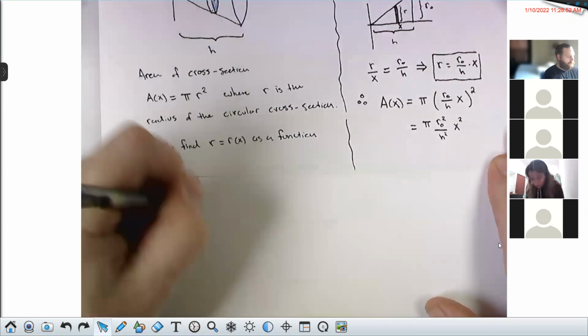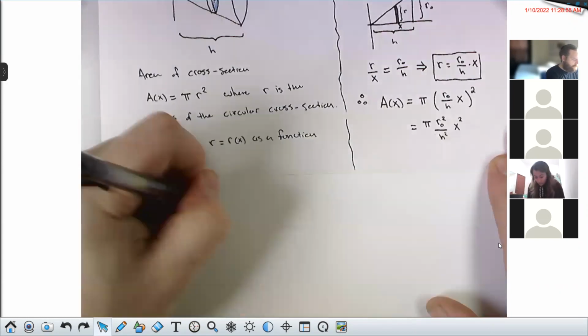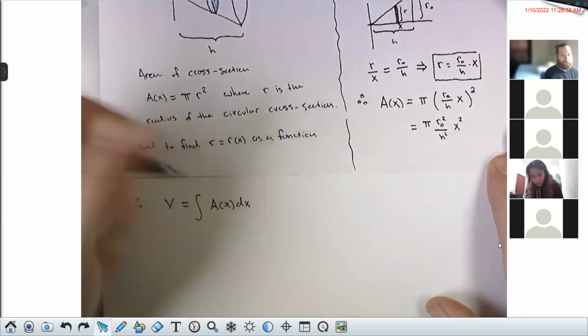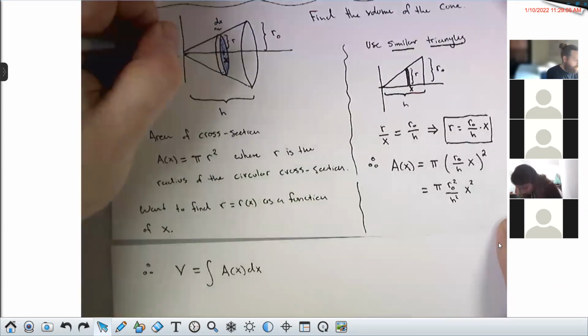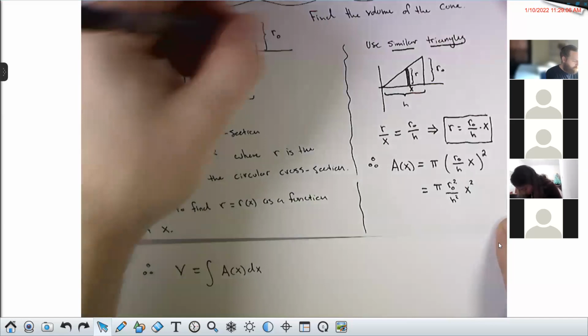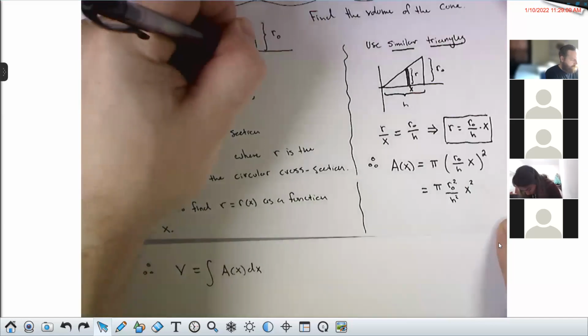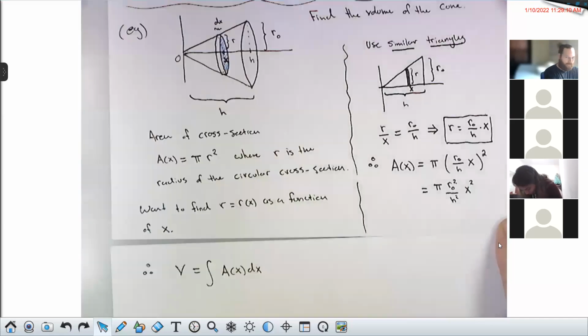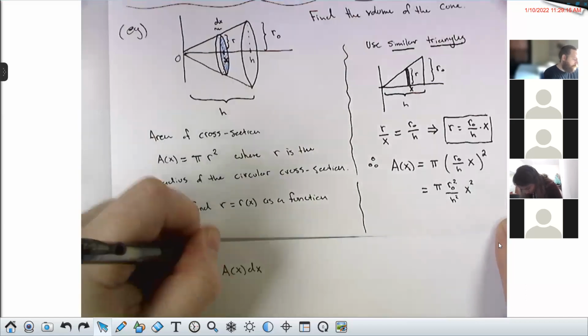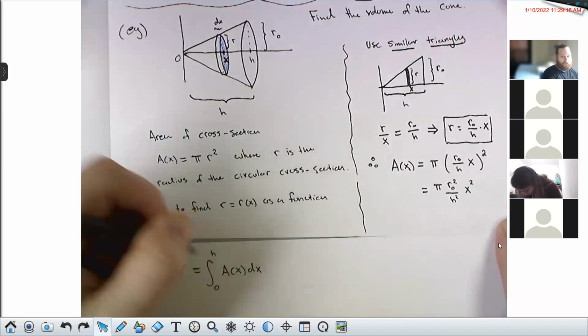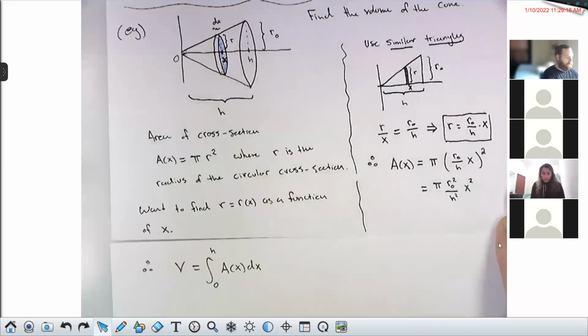that's going to be the integral of A of x dx taken from the smallest x value in this region, which over here is 0, to the largest x value in this region right here, which is H, right? Because the height of the cone is H. So that's the integral from x equals 0 to x equals H of my cross-sectional area times dx.